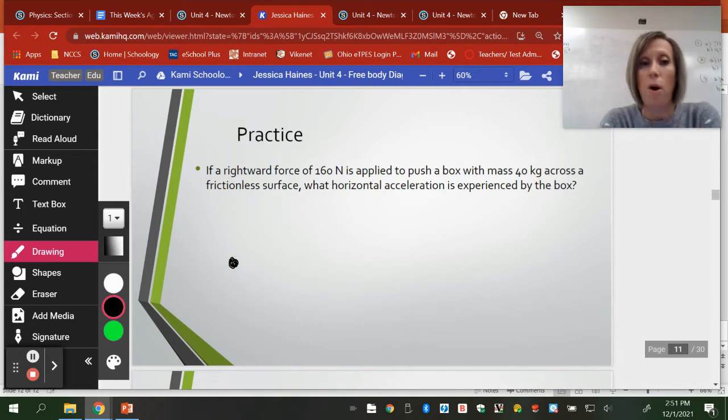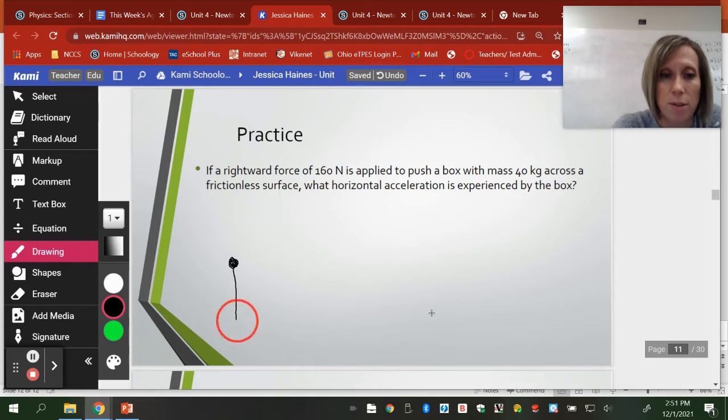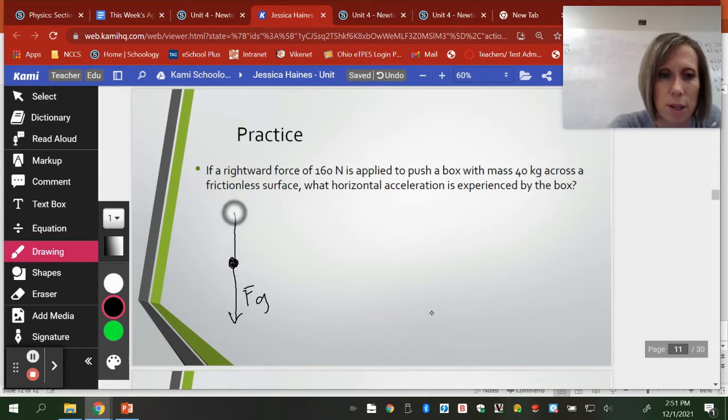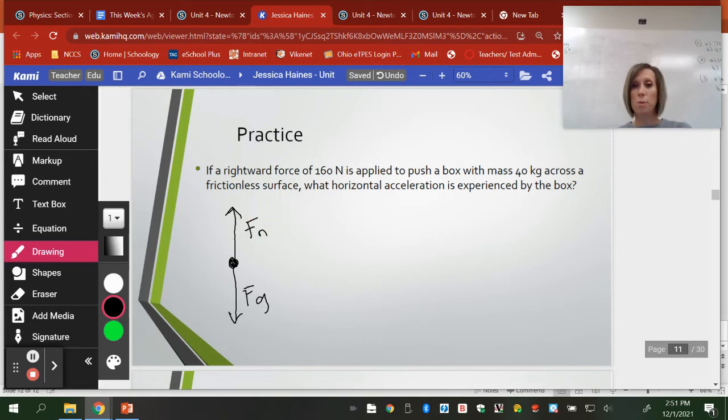So we have all of the things happening. There's a box. The box has gravity pulling it down, so we have the force due to gravity. The box is sitting on a surface, a frictionless surface. Therefore, we have the normal force pushing upward. Force of gravity and normal force are equal and opposite, the same size, because the box is only accelerating horizontally, not vertically.